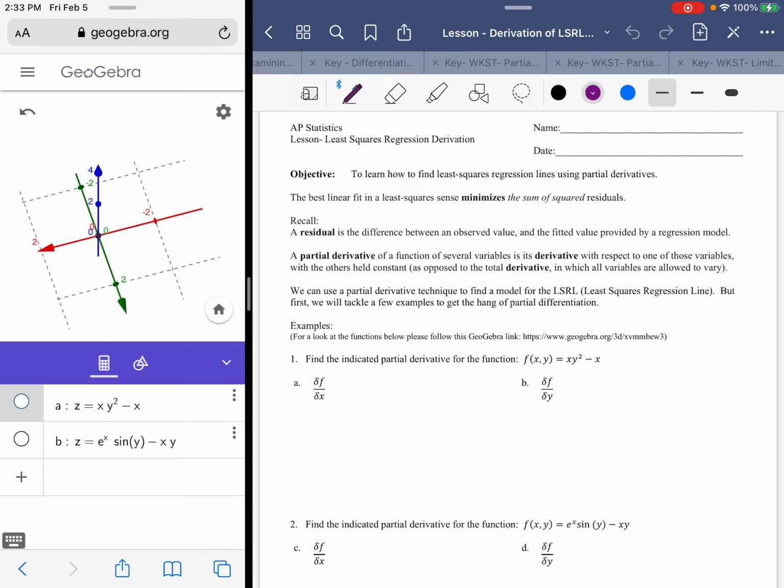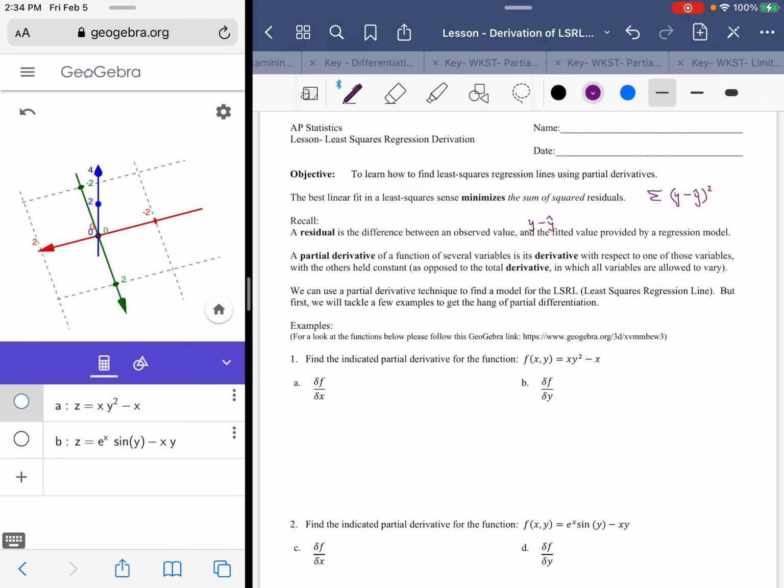All right. A residual is the difference between an observed value and the fitted value provided by the regression model. So we're talking y minus y hat. When I say the best fit in a least squares sense minimizes the sum of the squared residuals, I'm talking about the sum, as in a summation, of the residual values squared. That's a very shorthand way of writing it, but that's the general gist of it.